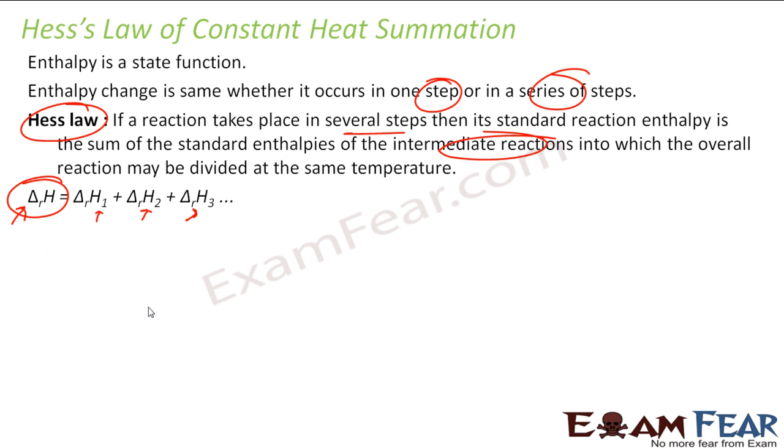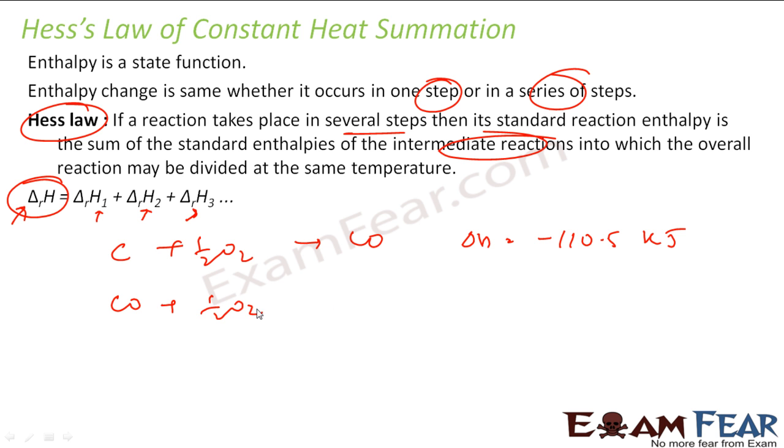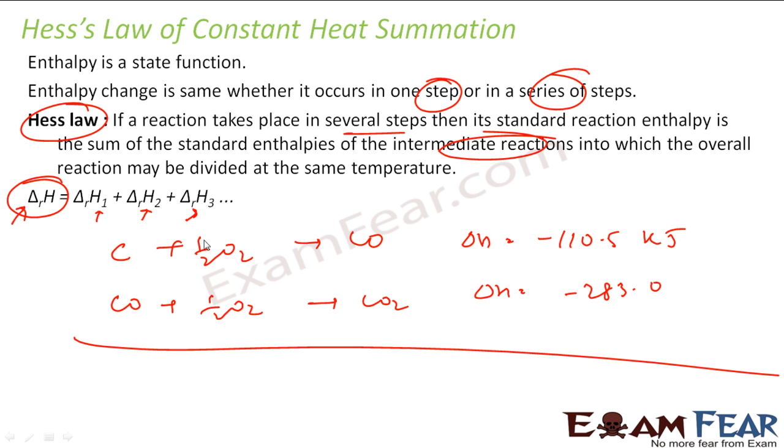For example, let's suppose I have to burn carbon. I have carbon, I burn it with oxygen, I get, let's suppose, carbon monoxide, and delta H is minus 110.5 kilojoule. I burn this carbon monoxide again with oxygen, I get CO2, and here delta H is minus 283.0. If you add these, the carbon monoxide gets cancelled. You get carbon plus O2 gives CO2. So delta H will be the sum of these, that is minus 393.